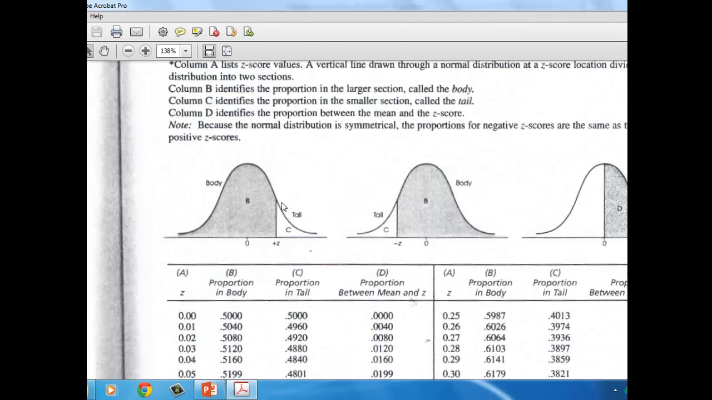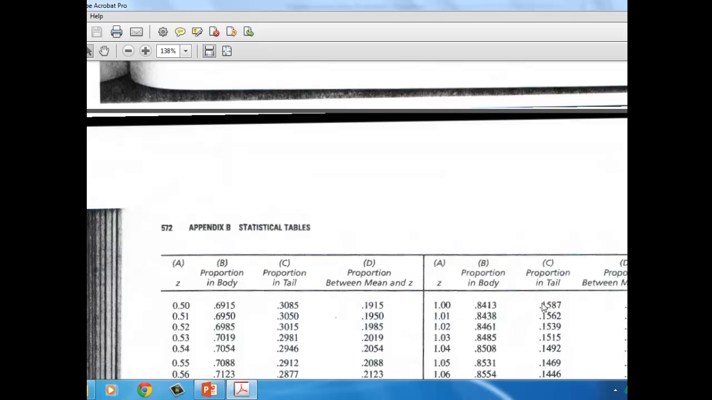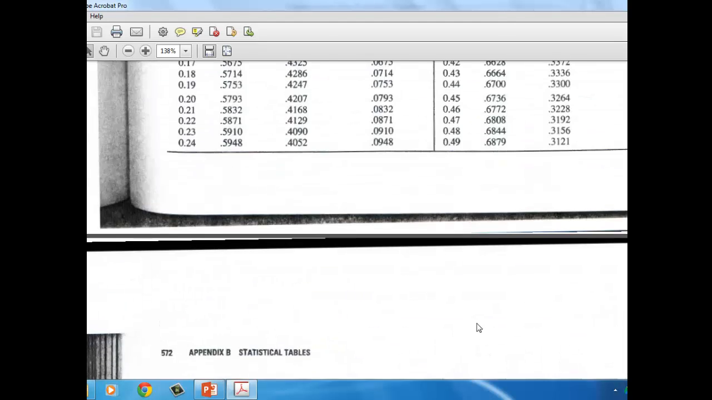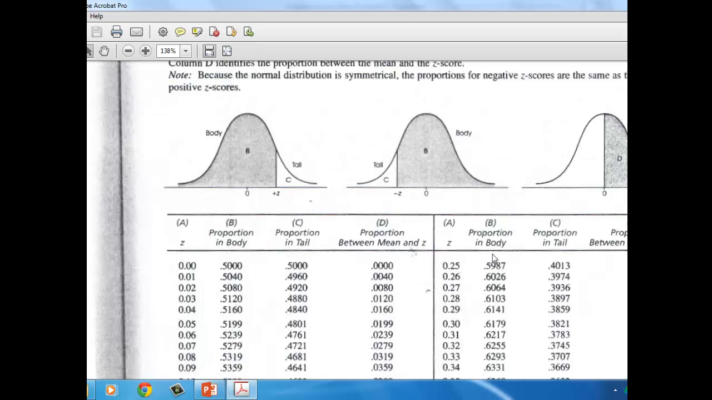Now let's say you were looking for the probability of randomly selecting a score with a z-score greater than 1. Well, that would be the tail. So you would find z-score of 1, and then proportion in the tail, 0.1587. That would be the probability of randomly selecting a score with a z-score greater than 1. Well, what if you were wanting to see the probability of randomly selecting a score with a z-score less than negative 1? Well, that would be the tail.